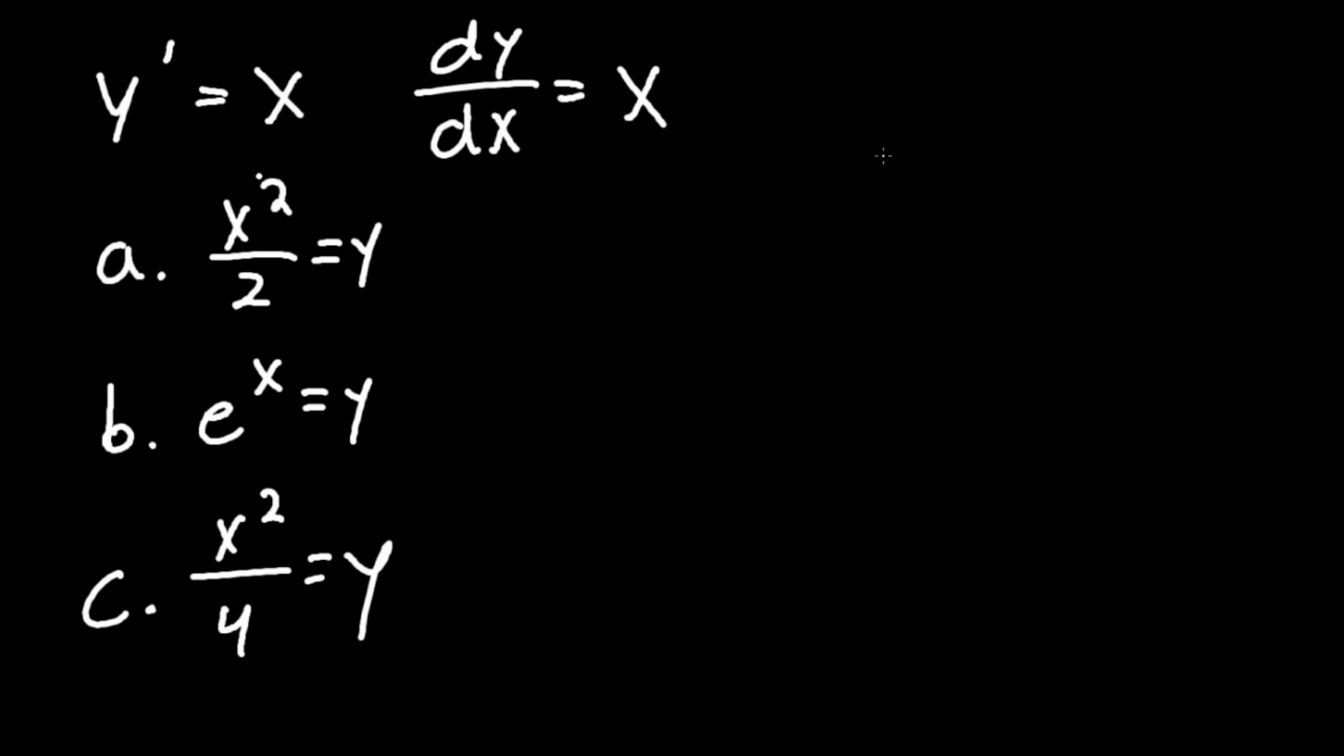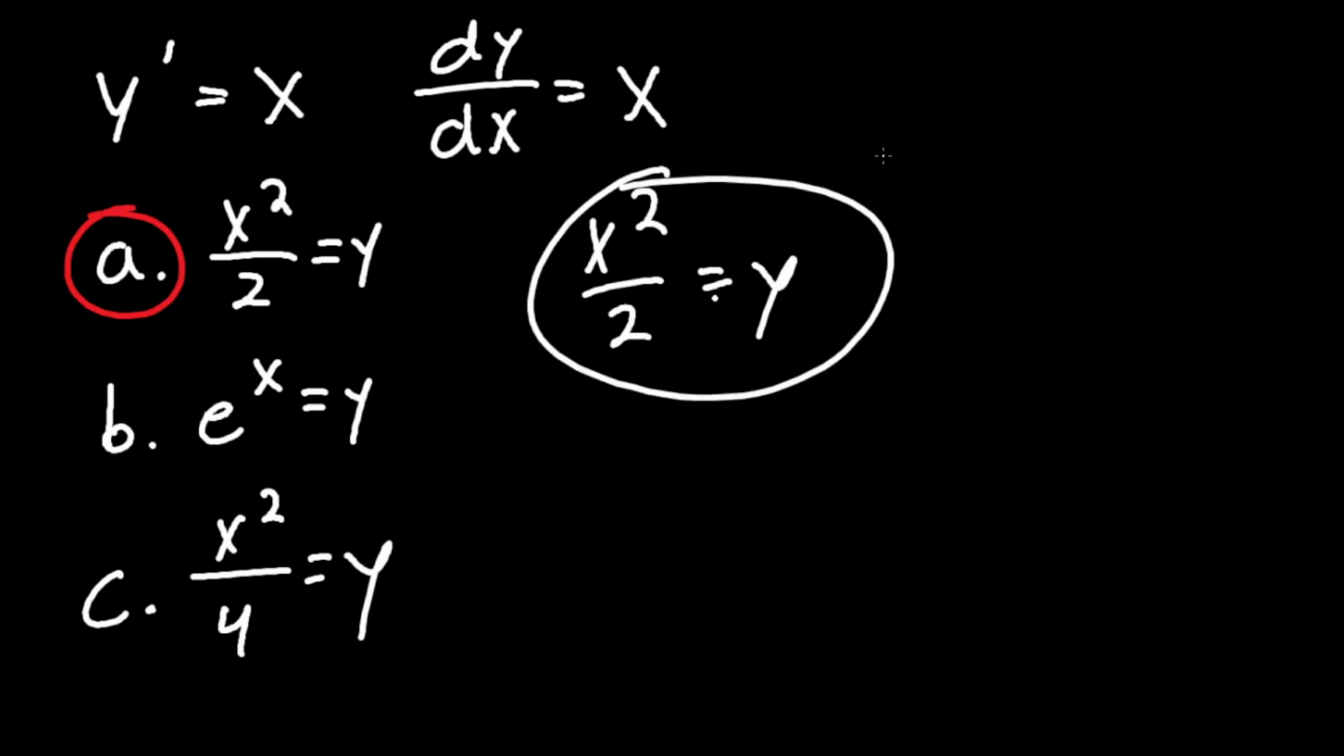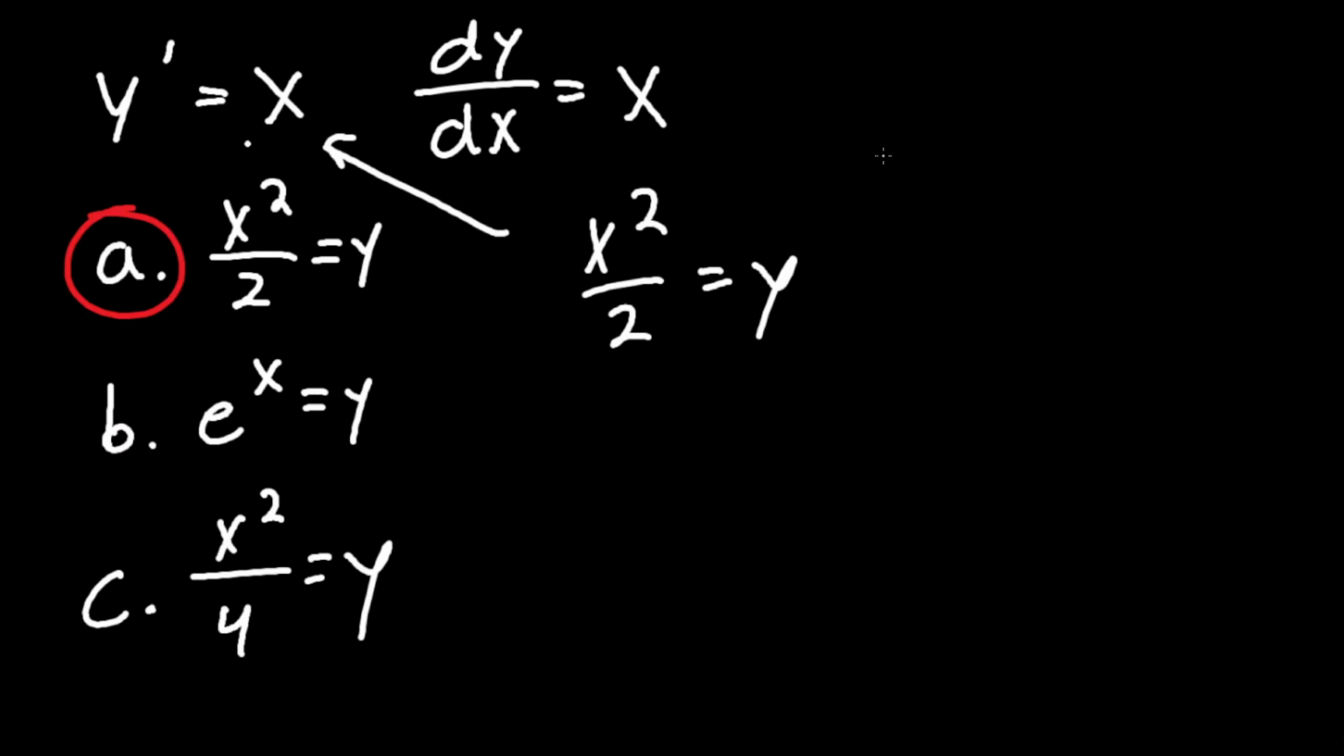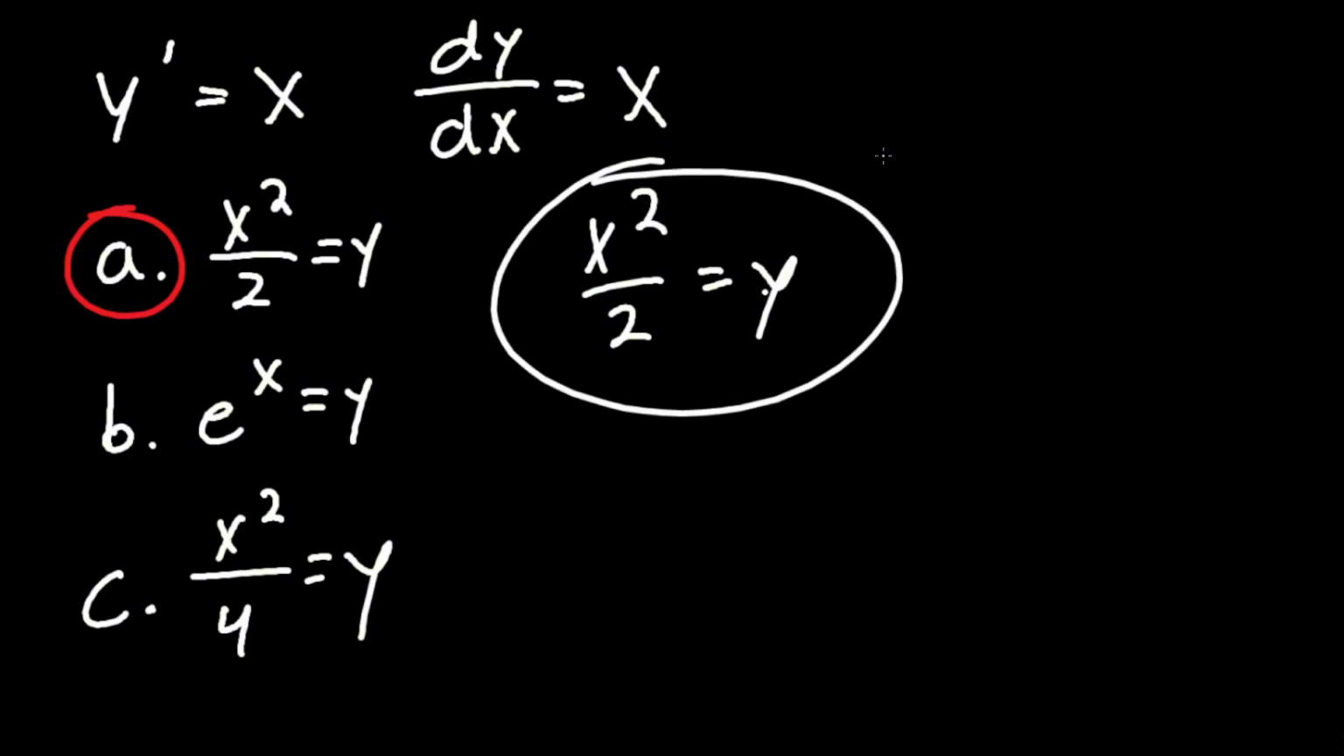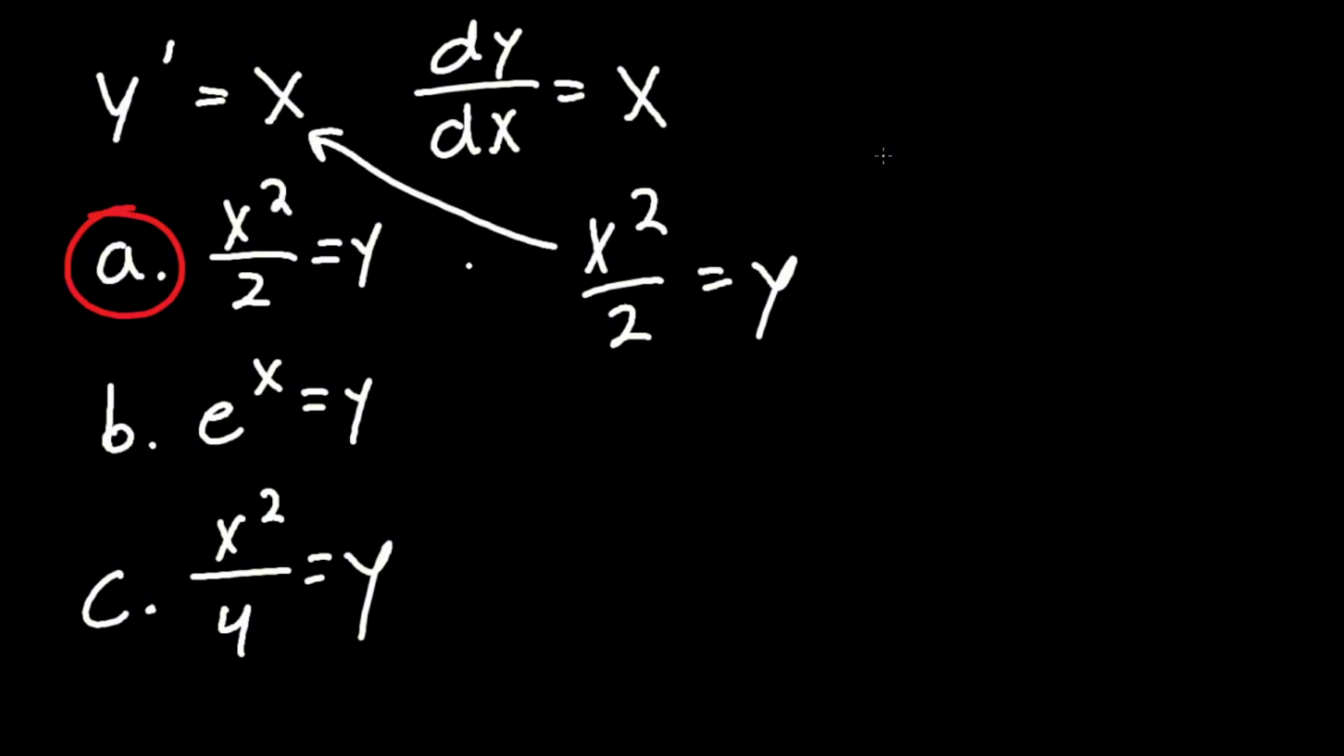Remember, the solution to the differential equation is a function. The function is y, that's the variable we're using for the function. And the answer is A. I'll show you why it's not the other ones, but let's look at A first. We have x squared over 2 is equal to y. We want to plug this value for y into the differential equation and see if you get an equality at the end.